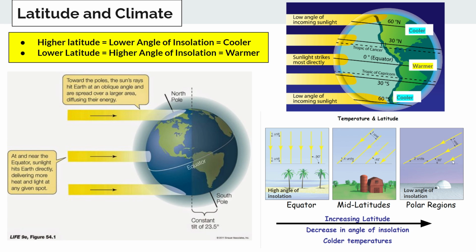Your sunlight is coming at a really low angle, and that's why it's less intense and it's cooler in those areas. But in lower latitudes near the equator, we have a higher angle of insolation. The sun is coming in at a large angle, 90-degree angle pretty much, and that's why it's warmer.